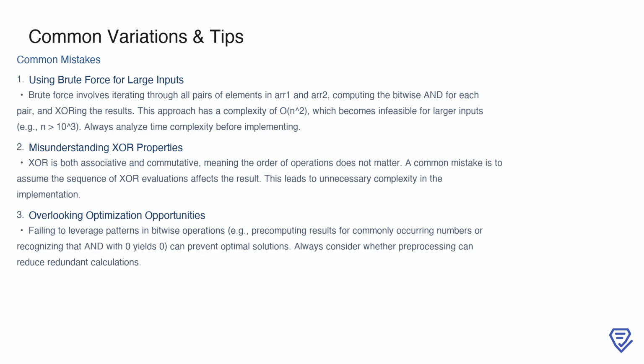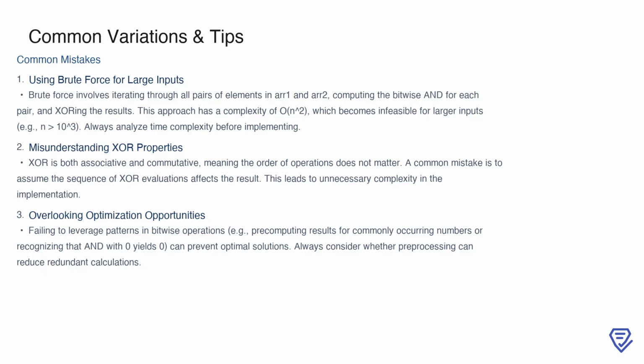Another frequent error is misunderstanding the properties of XOR. Remember, XOR is associative and commutative, meaning the order in which you perform the operations does not affect the result. Misinterpreting this can lead to overly complex or even incorrect implementations.